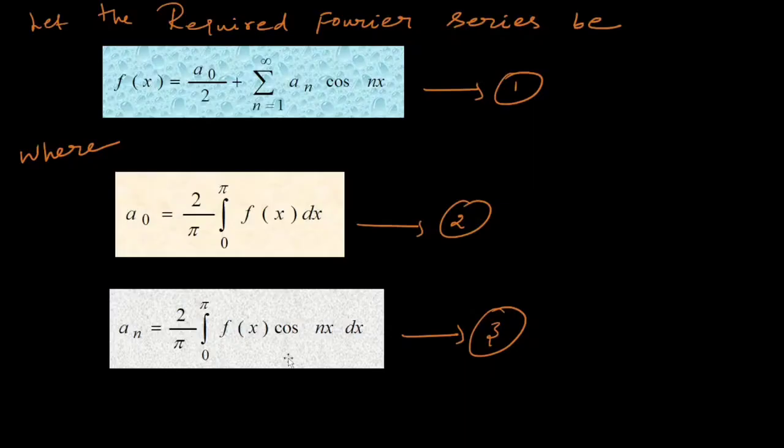Let the required Fourier series be f of x is equal to a naught divided by 2 plus sigma n is from 1 to infinity a n cos n x, where a naught is equal to, make use of the formula, 2 by pi integral 0 to pi f of x dx, and a n is equal to 2 by pi integral 0 to pi f of x cos n x dx. Now let me first calculate the value of a naught.